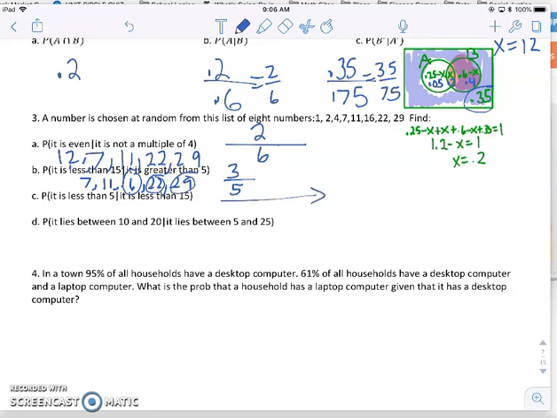So this next one, it is less than 5 given that it is less than 15. So we're looking at 1, 2, 4, 7, 11. So we're looking at those 5 numbers. And we want it is less than 5. So we have 3 out of 5.